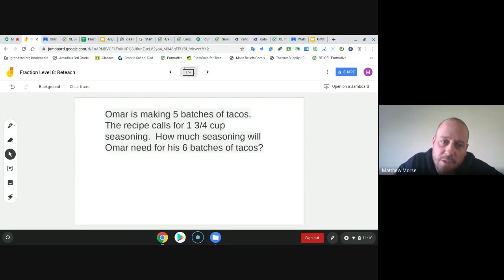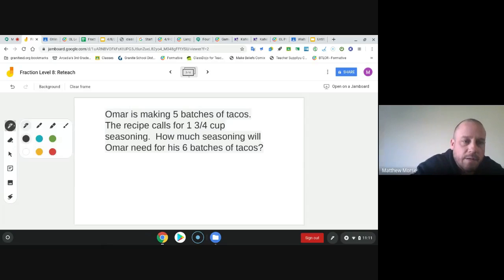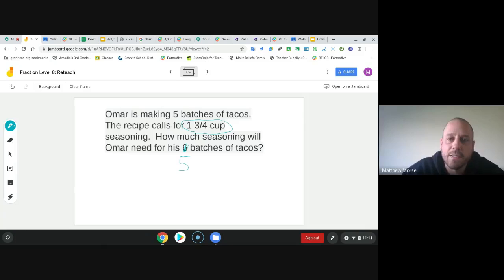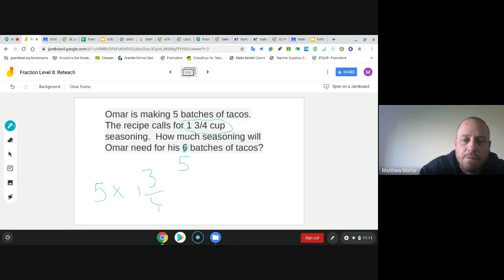So I made some examples that are almost exactly the same, but the numbers are different. Okay, so one of them says, Omar is baking 5 batches of tacos. The recipe calls for 1 3/4 cup seasoning. How much seasoning will Omar need for his 6 batches of tacos? Oh, wait, I messed up the number. All right, let's see. This one should be 5. So he's making 5 batches of tacos. Each one takes this much seasoning. So we're going to multiply 5 times 1 3/4. So if you remember yesterday what we did, we practiced this.